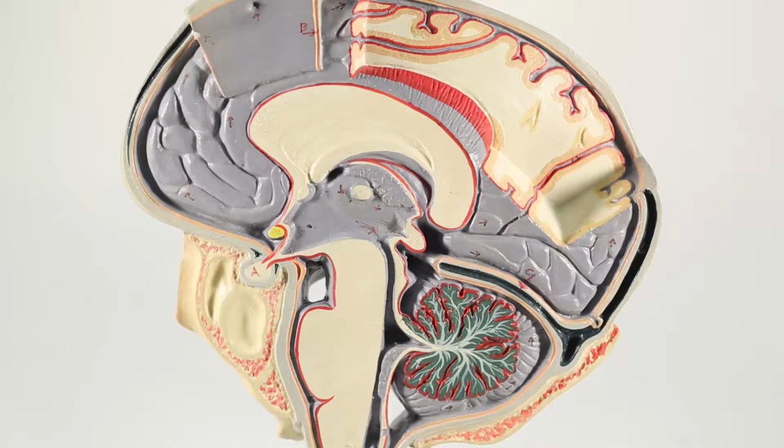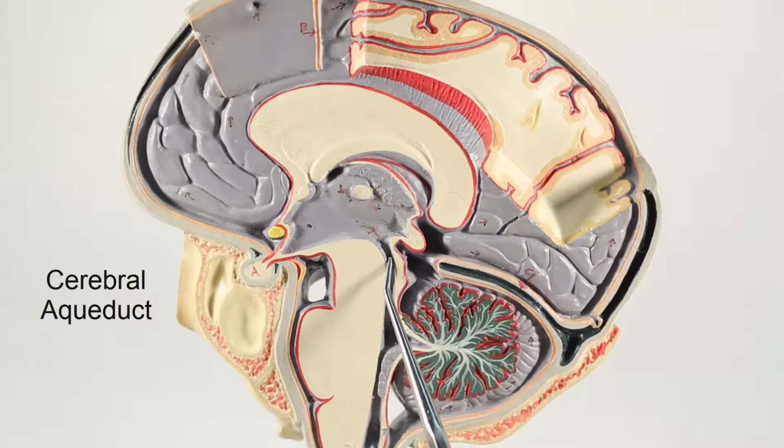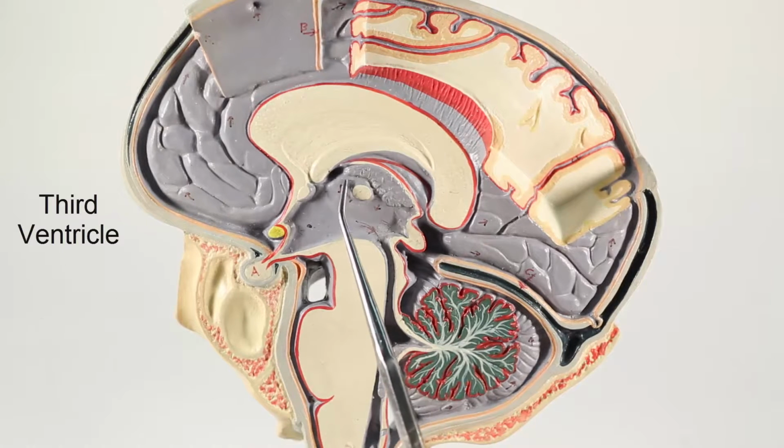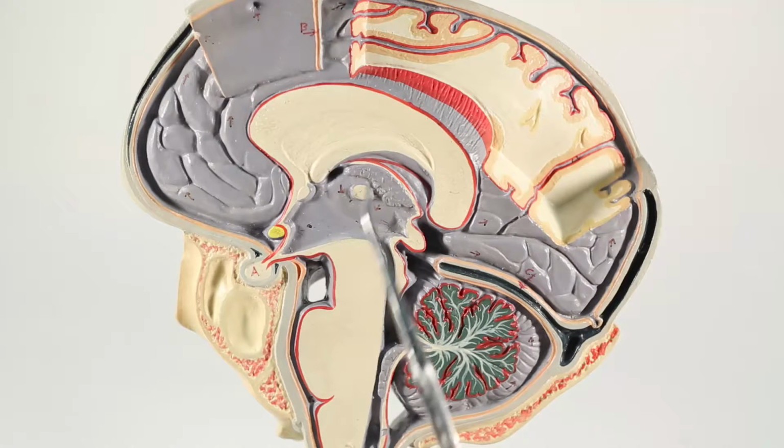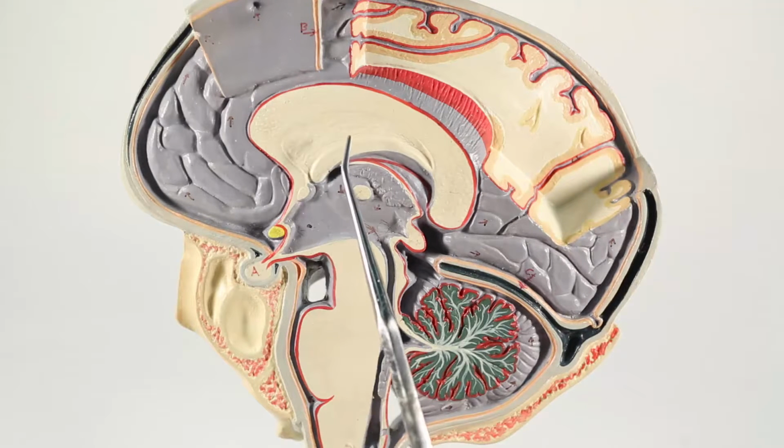Switching gears in this model, we can still see some interesting features about the ventricles and their circulation of cerebral spinal fluid. You can see down here, this is the fourth ventricle. Here is the cerebral aqueduct heading up. The third ventricle would be inside this area, again, inside the thalamus. We can't see either of the lateral ventricles. They would be up here.